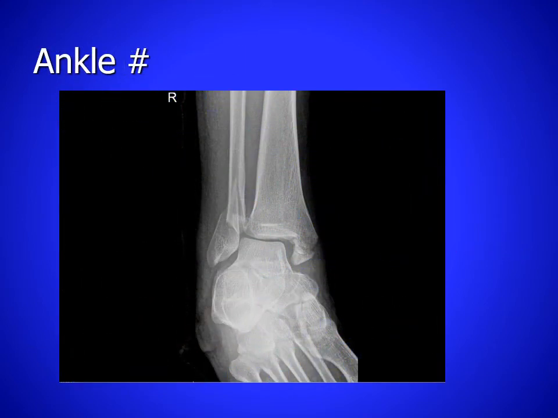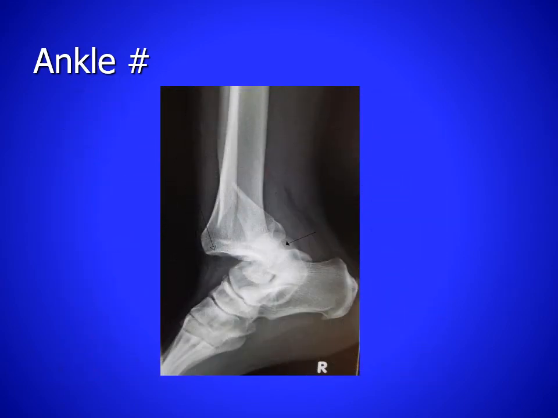We are now moving on to ankle fractures. This X-ray should never have happened, as it shows an ankle fracture dislocation. This should be reduced immediately without the delay of X-ray. The distal tibia is not articulating with the talus on the right. There's also a fracture of the distal fibula.